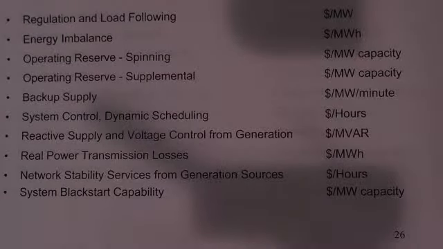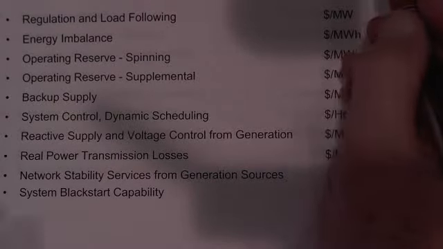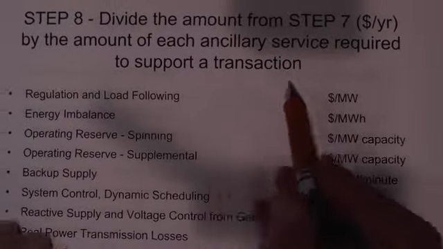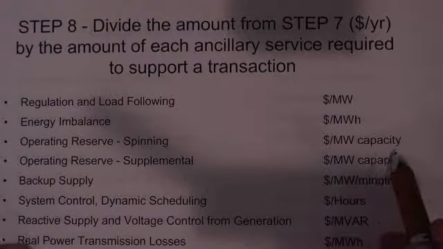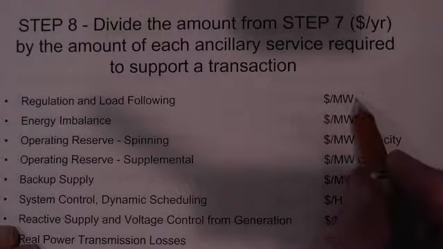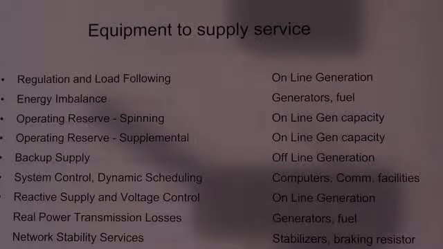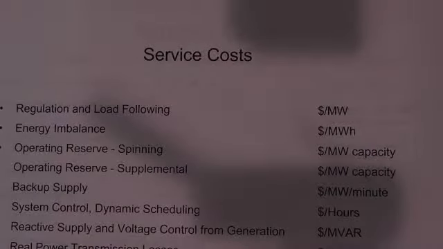Divide the amount from step 7, dollars per year, by the amount each ancillary service required to support, and you get these amounts: dollars per megawatt of capacity, dollars per hour. These are the units that you'll come up with. And then there's the equipment. We talked, I think I already had that slide.